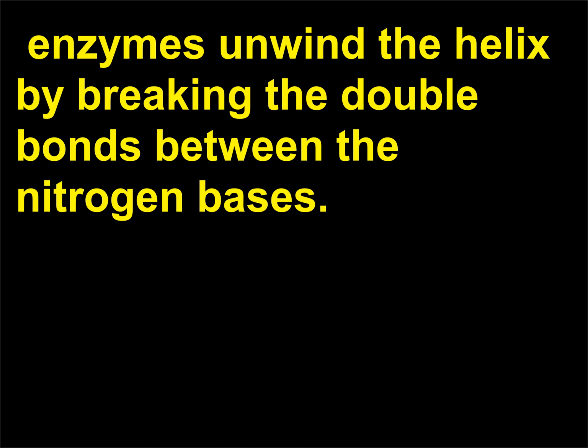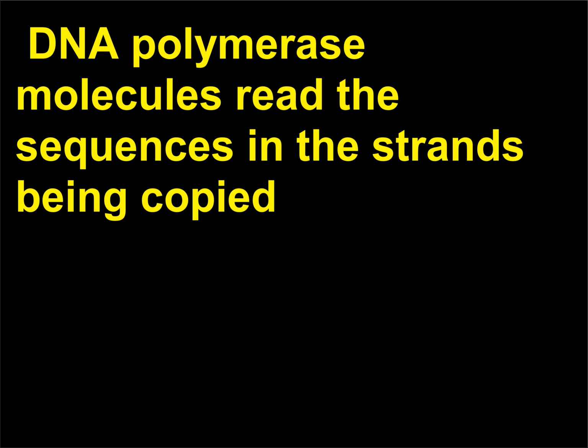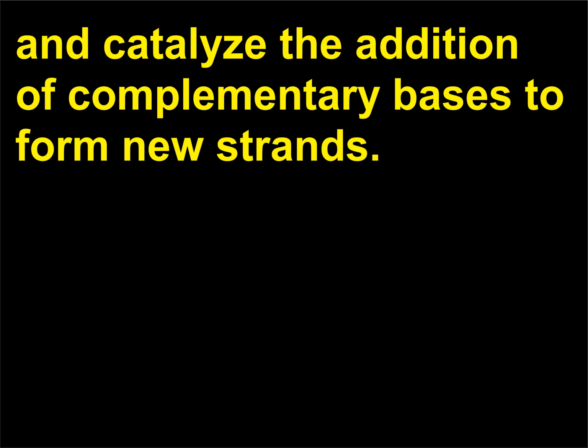enzymes unwind a helix by breaking the double bonds between the nitrogen bases. Once the molecule is opened, separate strands are kept from rejoining by DNA stabilizing proteins. DNA polymerase molecules read the sequences in the strands being copied and catalyze the addition of complementary bases to form new strands.